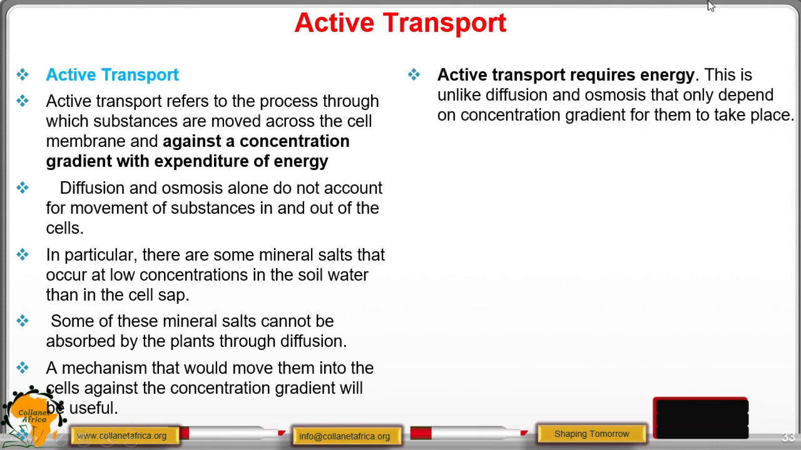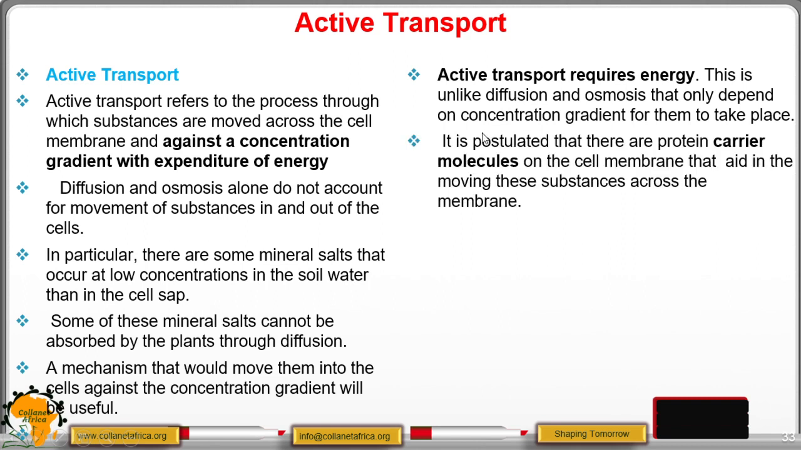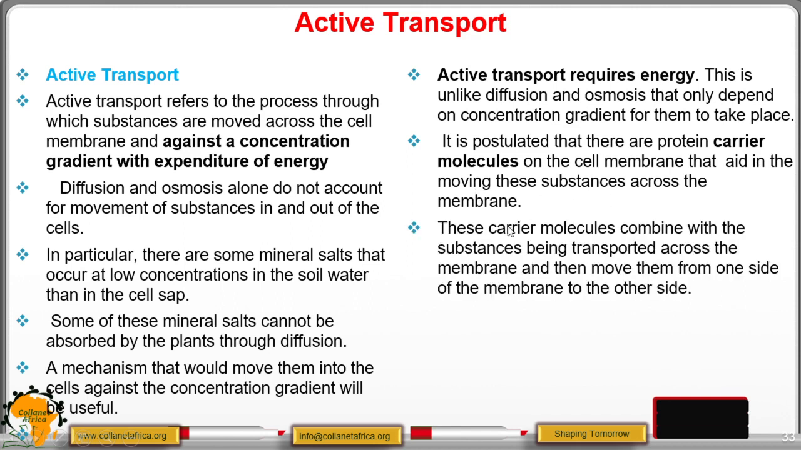Active transport requires energy. This is unlike diffusion and osmosis that depend only on concentration gradient for them to take place. It is said that there are carrier molecules on the cell membrane that aid in the movement of these substances across the membrane. These carrier molecules combine with the substances being transported across the membrane and then move them from one side of the membrane to the other side.